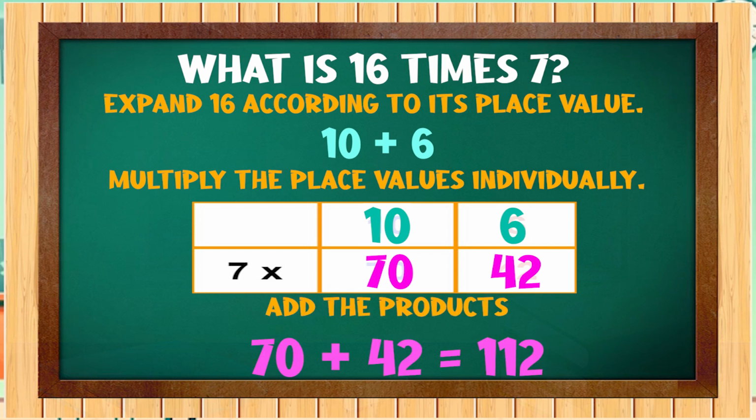We add those two products together, and that would give us the total of 112. Therefore, 16 times 7 is equivalent to 112. That, boys and girls, is how we work the open array method.